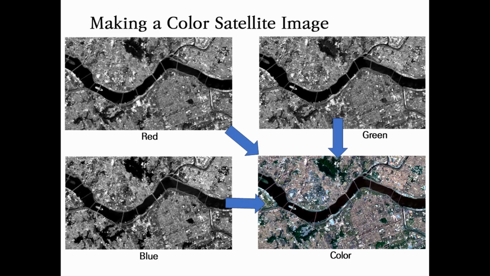A color satellite image can be made by stacking visible red, green, and blue bands. As I said in the previous lecture, lecture 2, in Landsat 5, bands 1, 2, 3 are blue, green, and red bands, while in Landsat 8, bands 2, 3, 4 are blue, green, and red bands respectively.